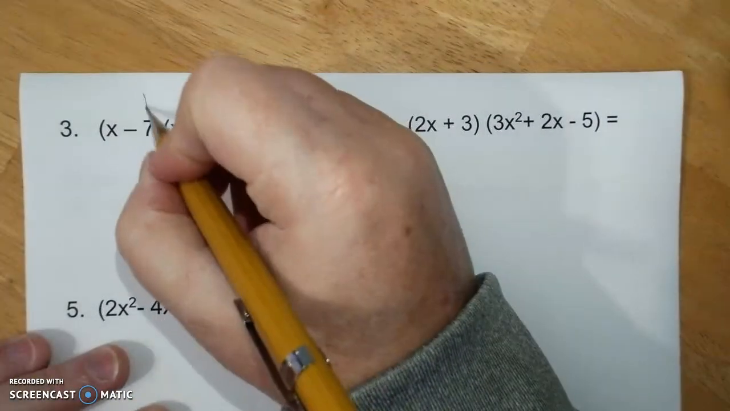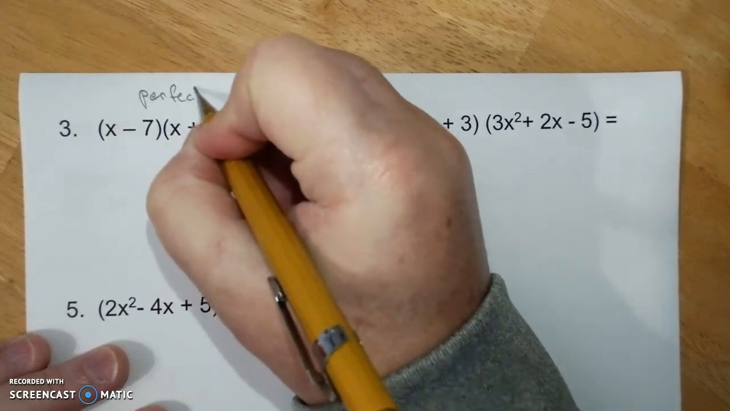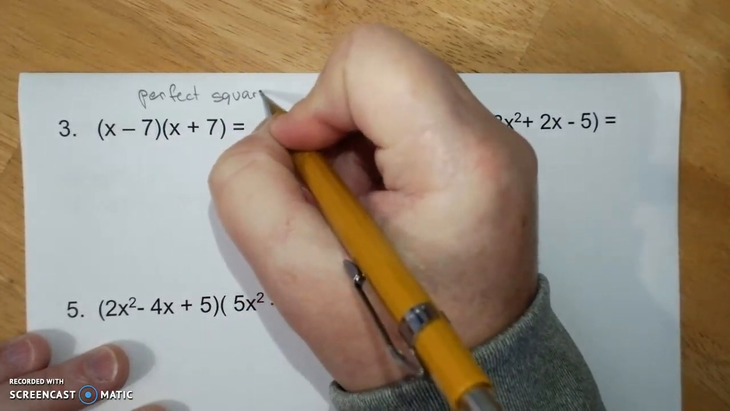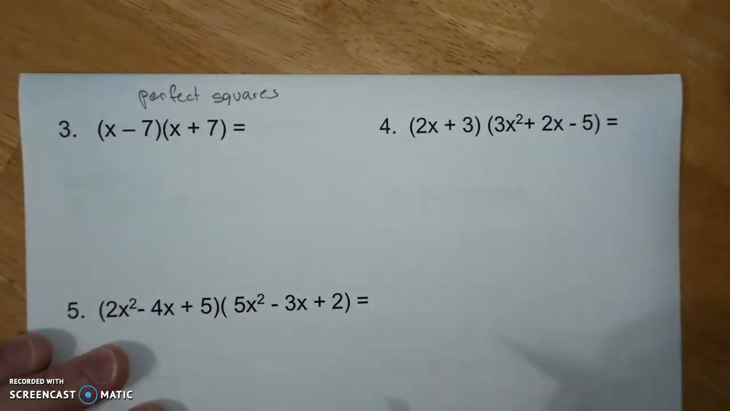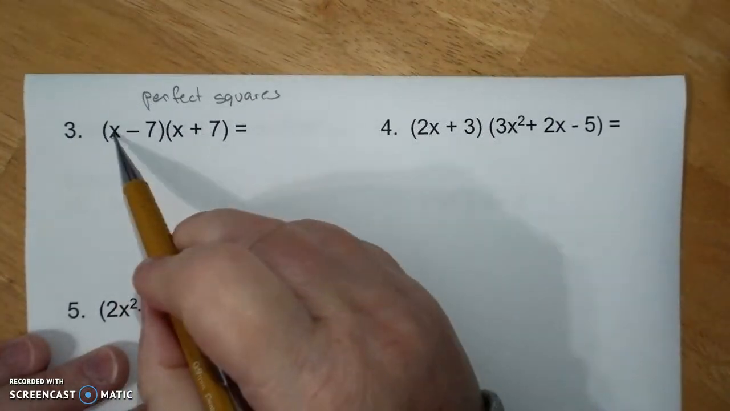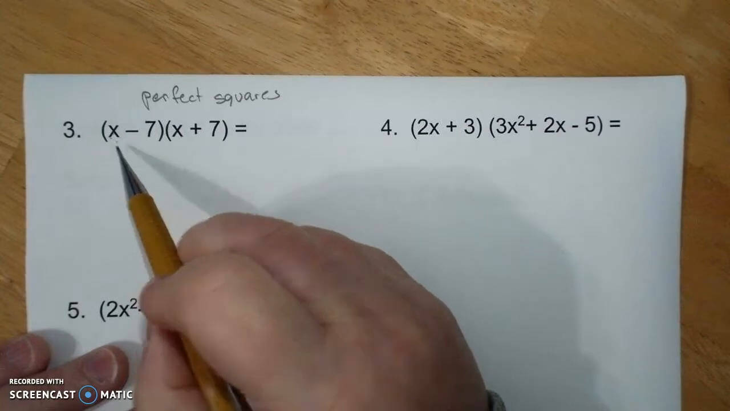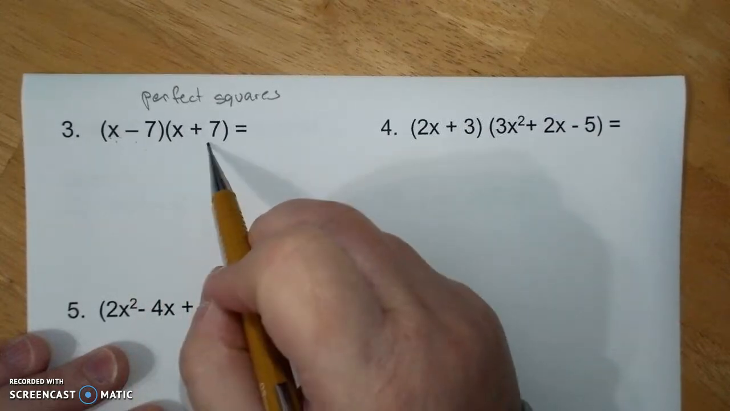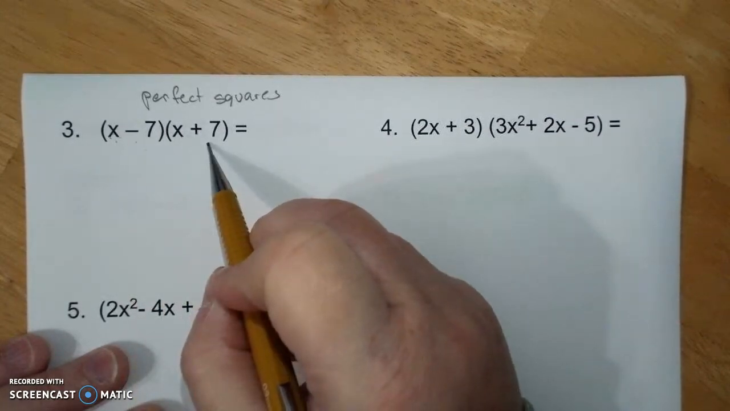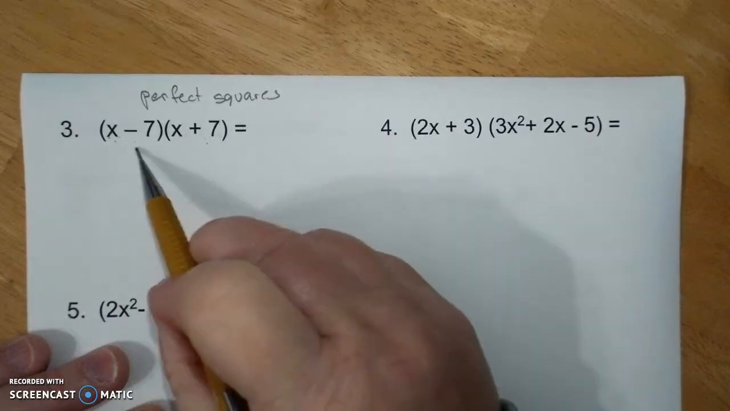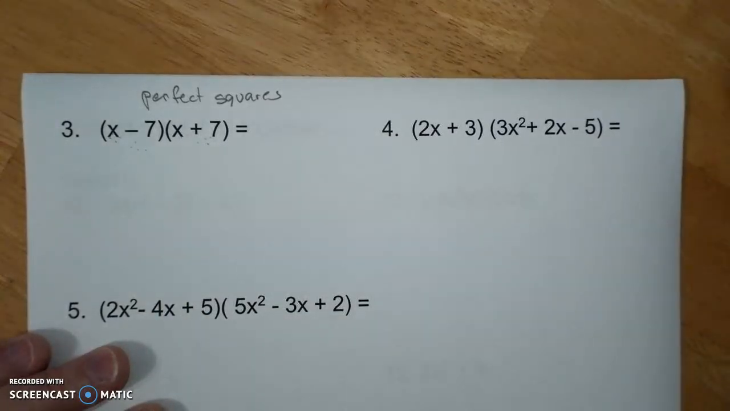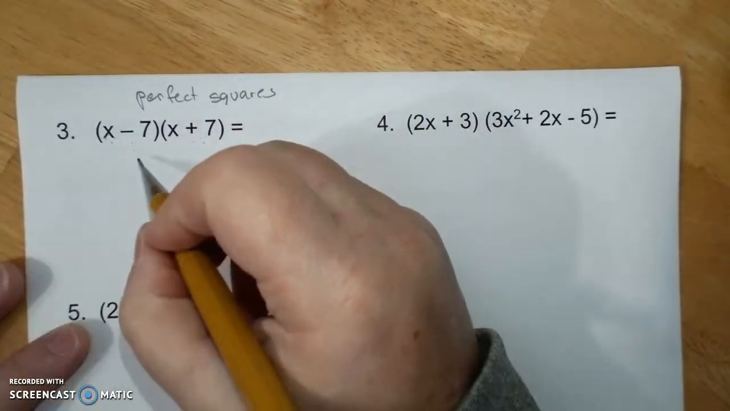Okay, these are called perfect squares. How do I recognize a perfect square? The first term and the second term of my binomials are the same, but with opposite signs. And you're going to have to start recognizing them because they do peculiar things.